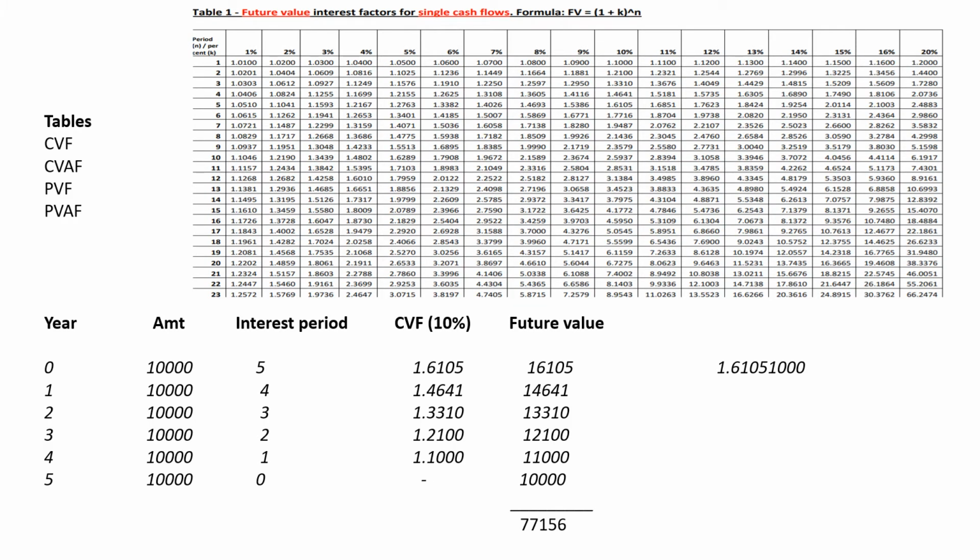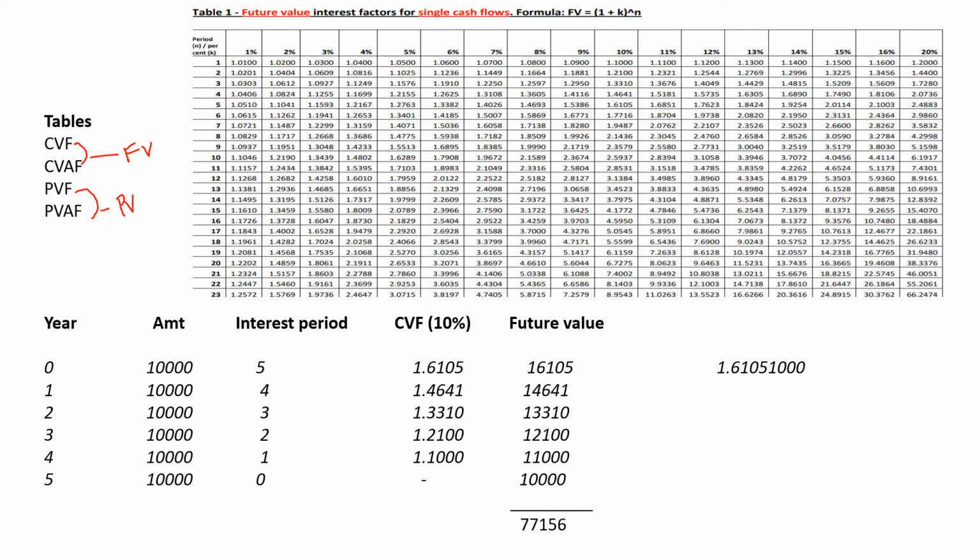Now let us see how by using tables we can solve this type of question. See, we have 4 tables: CVF is the compounding value factor, then the compounding value annuity factor, the present value factor, and the present value annuity factor table. These two we mainly use for finding the future value, and these two we use for finding the present value. You should remember this too.